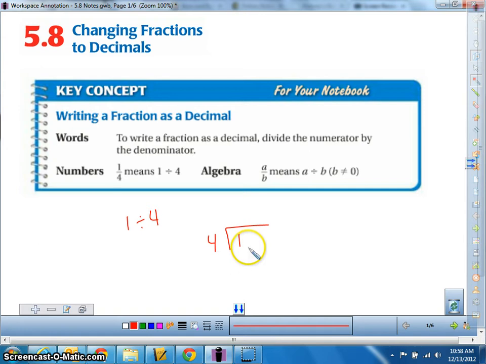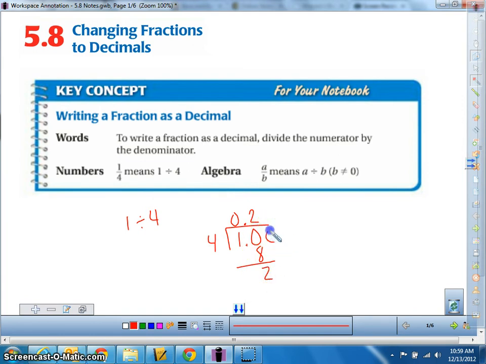We know that a whole number is actually the same thing as like 1.0, right? We bring our decimal straight up and we start with, can 4 go into 1? Nope. So it's going to be 0 point something. Can 4 go into 10? Yes, it can go in there 2 times. 2 times 4 is 8. 10 minus 8 is 2.